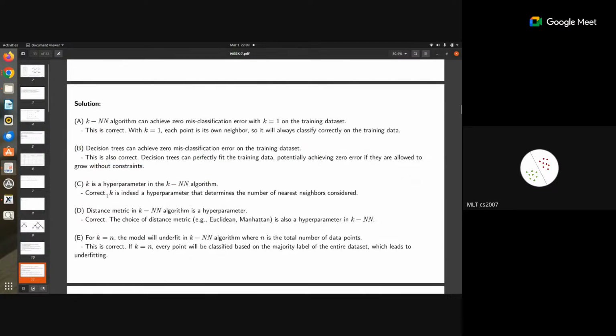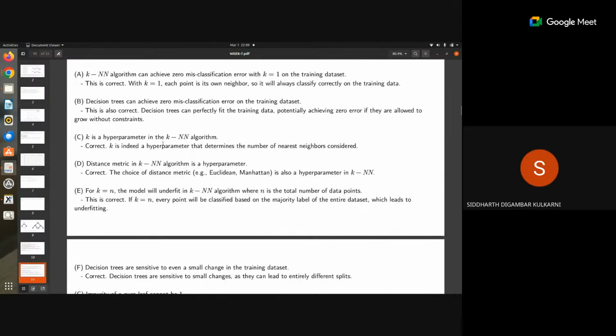K is a hyperparameter, correct. Distance metric is a hyperparameter. We thought this was incorrect, sir. But if they are saying that it is a hyperparameter, this is not from our syllabus, but if you see the scikit-learn library, if you change that, it is a hyperparameter you will have to choose. What is a hyperparameter? A hyperparameter is not trained, you can't get it from the training. Parameters you get from the training, so whatever things are not obtained from the training are considered hyperparameters.